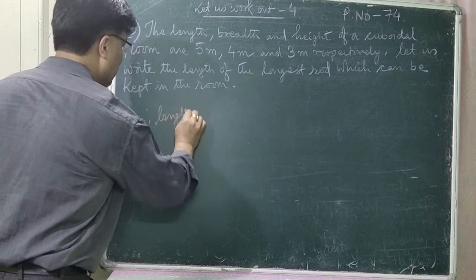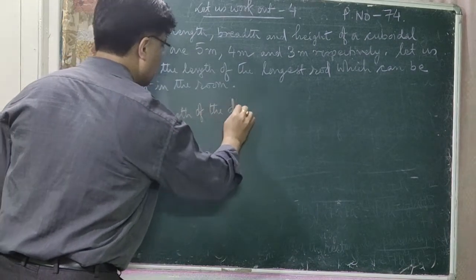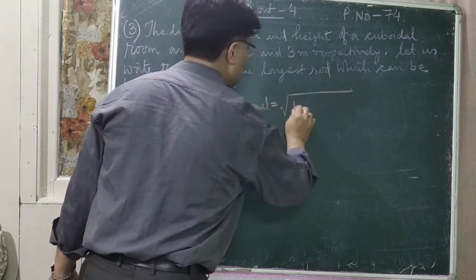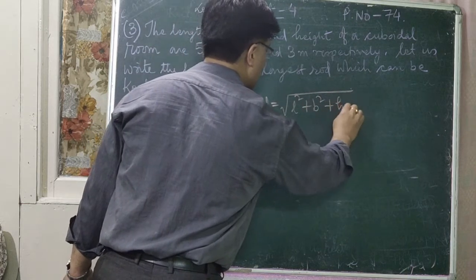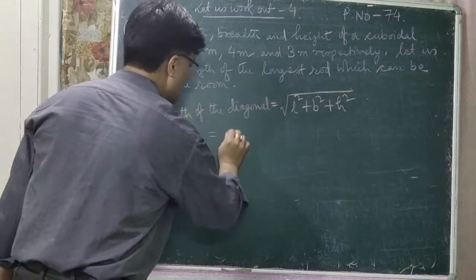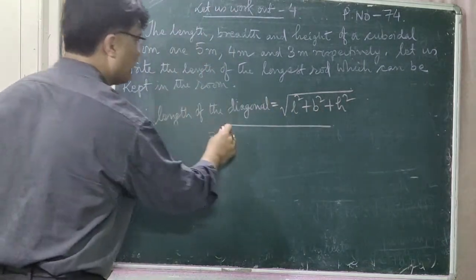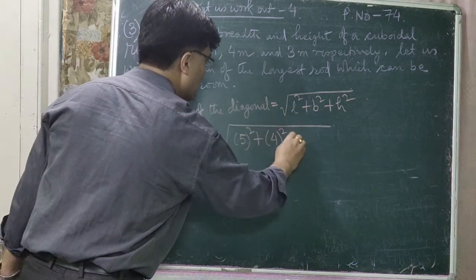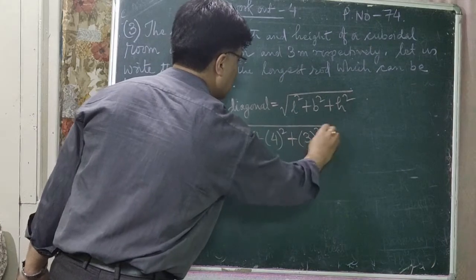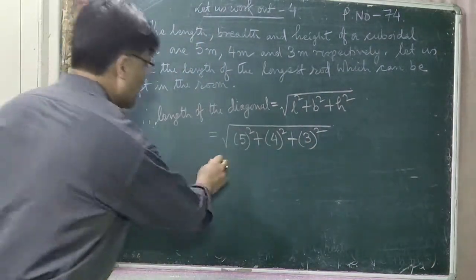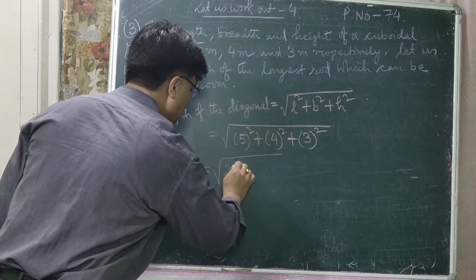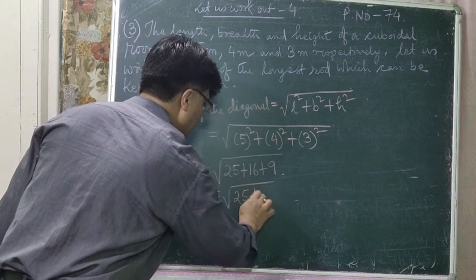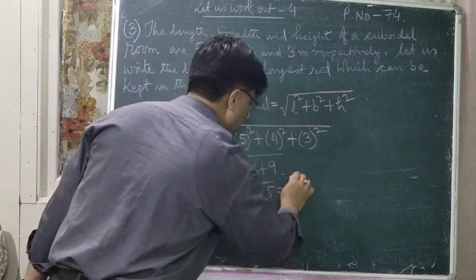So write down. Therefore, length of the diagonal is equal to, what is the formula? This is root over L square plus B square plus H square, right? So which is equal to root over, what is the length? Whole square. Length is given as 5. This is your 5 whole square. What is breadth? Whole square. This is your 4 whole square plus what is height? Whole square. That is your 3 whole square. Is that clear? So which is equal to root over 25 plus 16 plus 9, which is equal to root over 25 plus 25, which is equal to root over 50.